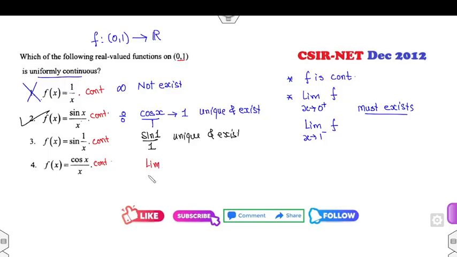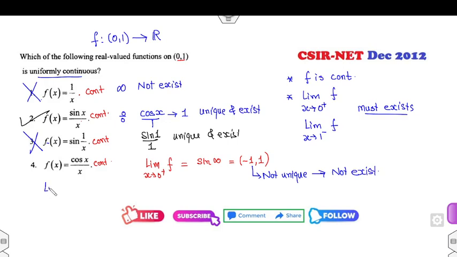If you take the limit as x approaches 0 positive, then this becomes sine of infinity, but sine is a bounded function. It lies between -1 and 1. Clearly this limit is not unique. Once the limit is not unique, that means it does not exist. So therefore, this case is cancelled.